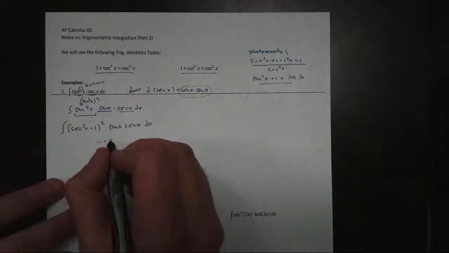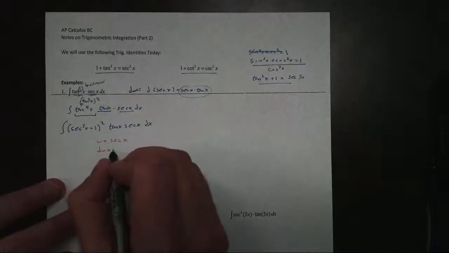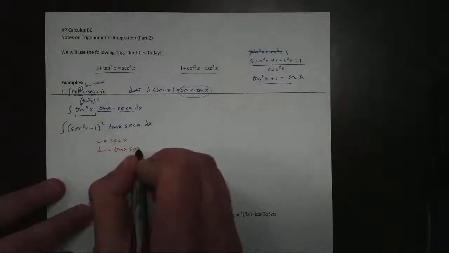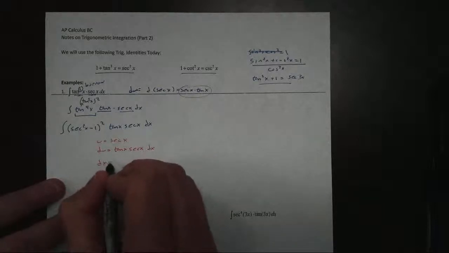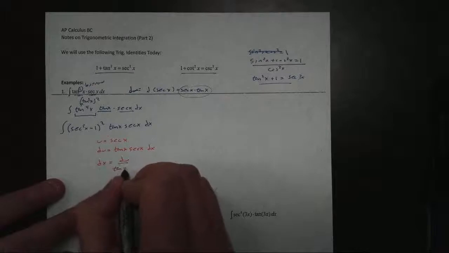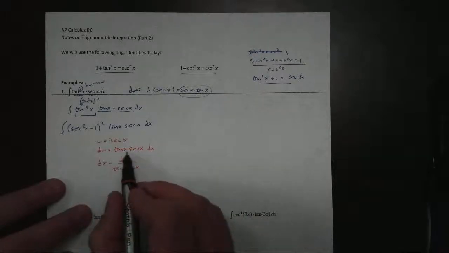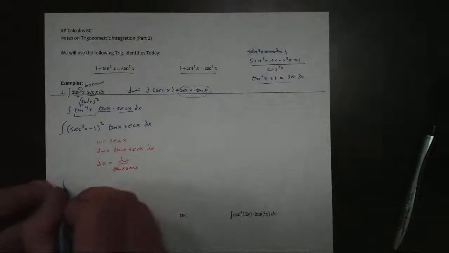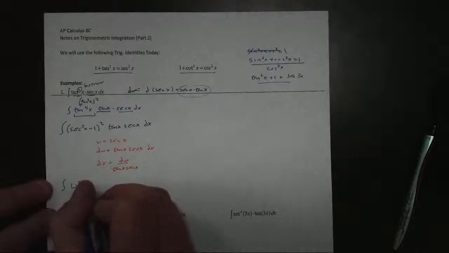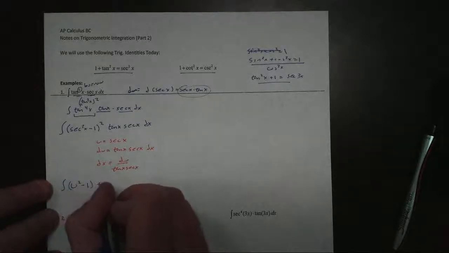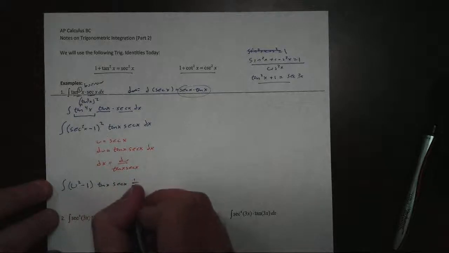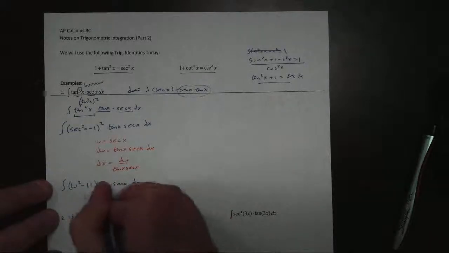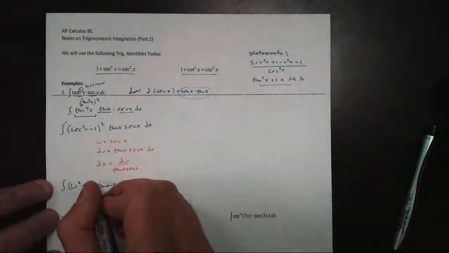Now I have my secant right here and its derivative over here. So now I can use u substitution. Let u equal the secant of x. Du is just the tangent of x, the secant of x, dx. So we get dx equals du over tan x secant x. Now it's really secant tangent, but it doesn't matter how you multiply them. That's the commutative property for us. And when I rewrite this, we get u squared minus 1, squared, times tan x secant x du over tan x secant x. And those cancel. And I forgot my square there.